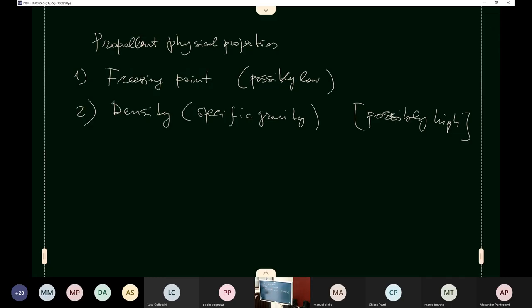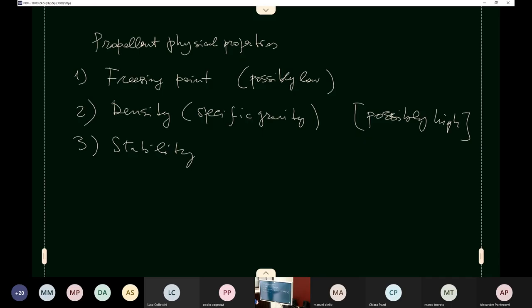Then, stability. What's the meaning of stability here? The fact that they remain as they are for long times. I can find a nice molecule as a possible propellant, but this is not stable, that means that it changes over time. One example, H2O2, hydrogen peroxide, which could be an interesting oxidizer. But if you store it for long times, it tends to decay into water and oxygen. And so this is something that is not stable. So this is the meaning of stability.